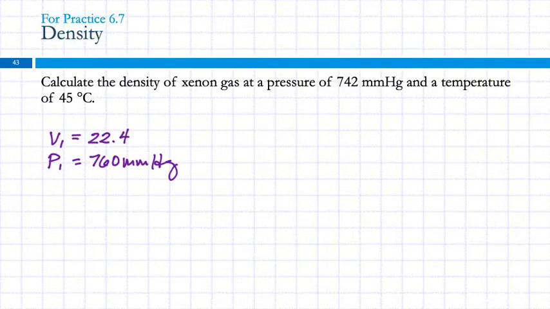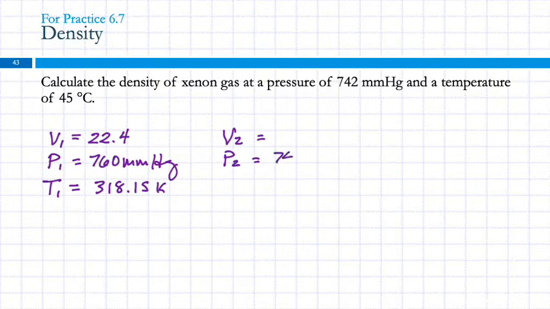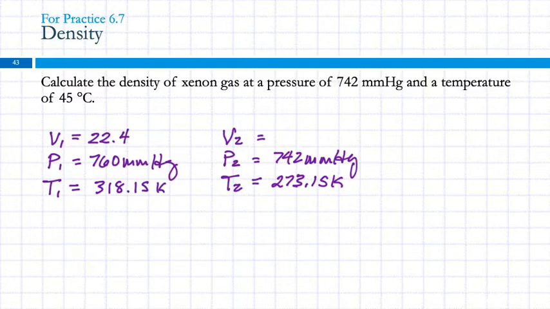And temperature 318.15 Kelvin. And we want volume 2 and pressure 2 is 742 millimeters of mercury, and temperature 2 is 273.15 Kelvin. And we want V2.